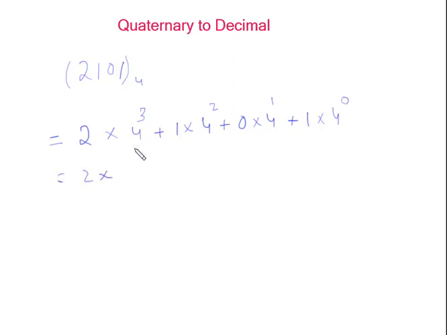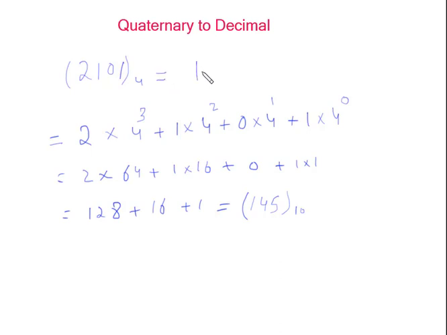So 2, 4 4s are 16, 16 4s are 64, plus 1 and 2, 16, plus 0, plus 1 and 2, 1. And finally we get 128 plus 16 plus 1. So the final answer is 145. Thus, the sum obtained is the decimal equivalent of the quaternary number 2101. It has a decimal equivalent of 145.